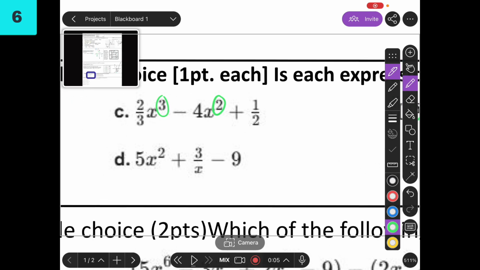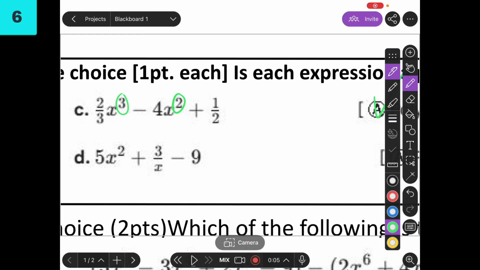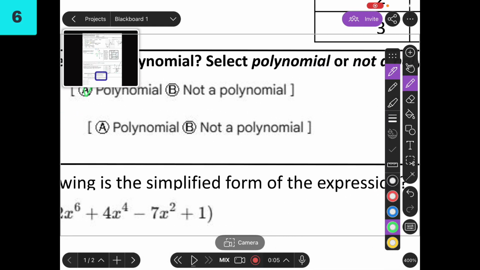Exponents of this one. This one checks off, but this one does not check off because 3 over x is the same thing as 3 times x to the negative 1. We have a negative exponent, so that means this is not a polynomial.